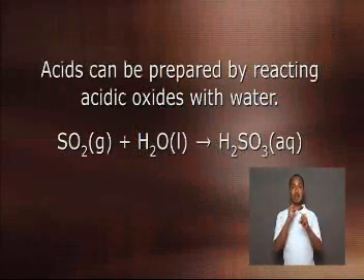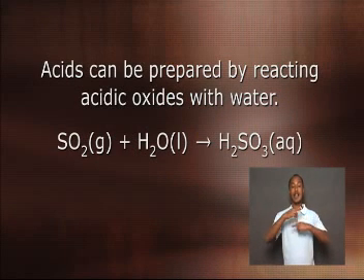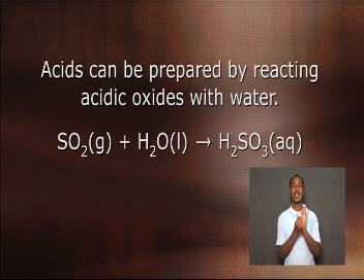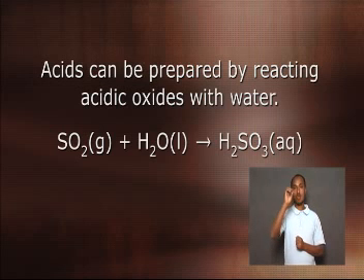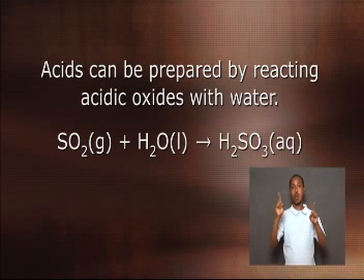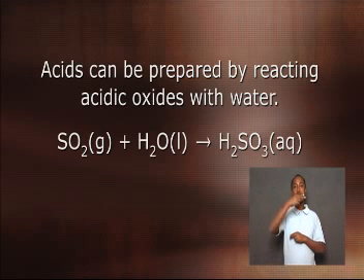Acids can be prepared by reacting acidic oxides with water. For example, when sulfur dioxide reacts with water, sulfurous acid is produced. You might have also mentioned that when dinitrogen pentoxide and water react, nitric acid is formed, or that when phosphorus pentoxide and water react, phosphoric acid is produced.